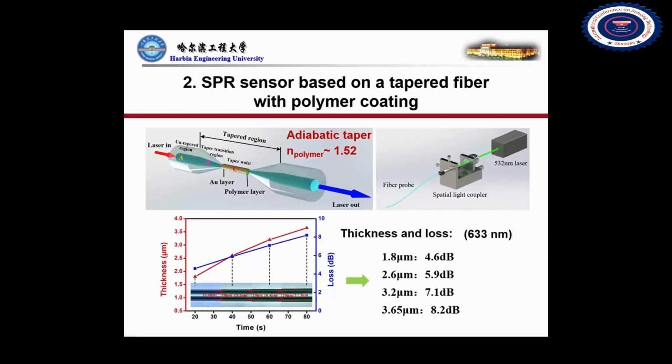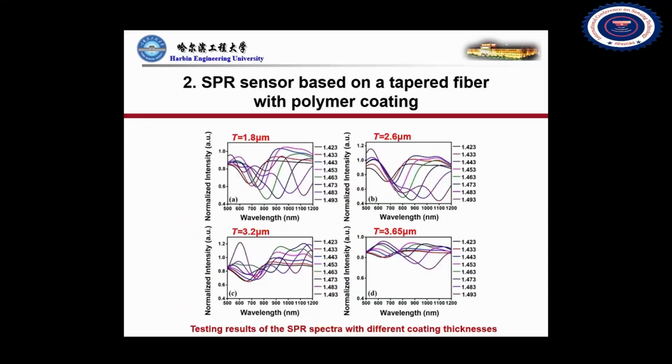We experimentally found that when the fiber taper is thin or when the coating is thick, the polymer material coated on the fiber becomes droplets due to the surface tension. Therefore, it is necessary to select the appropriate taper diameter and film thickness. Here, the tapered fiber diameter is selected as 10 micron. Then we test the losses of different samples with coating thicknesses of 1.8 micron, 2.6 micron, 3.2 micron, and 3.65 micron. The losses at 533 nanometer are 4.6 dB, 5.9 dB, 7.1 dB, and 8.2 dB respectively.